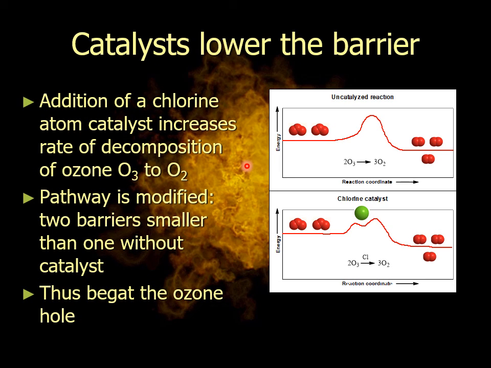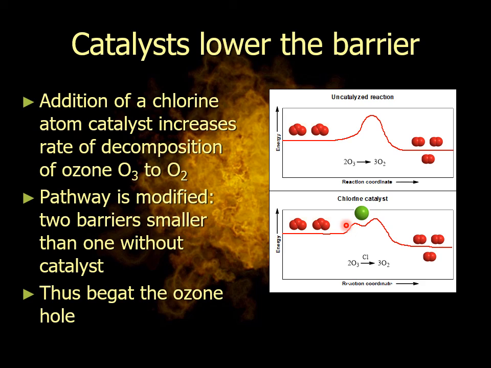So we can illustrate the example with one very important reaction that was responsible for the creation of the ozone hole in the stratosphere, which became a massive environmental concern beginning in the mid-80s. So this shows the reaction of ozone, which is O3, to make oxygen, O2. So two O3s become three O2s. In the absence of a catalyst, you've got an energy barrier, which maintains that rate of decomposition at a relatively low rate, let's say.